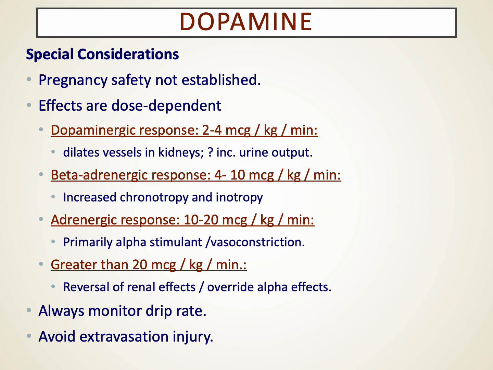The beta response, we begin to see increased heart rate and heartbeat at rates of 4 to 10 mics per kilo per minute. And then above 10, we begin to see some vasoconstriction. Its alpha effect begins to take over. So by titrating the dopamine drip in mics per kilo per minute, you can actually affect the pharmacologic effect that you're looking for.